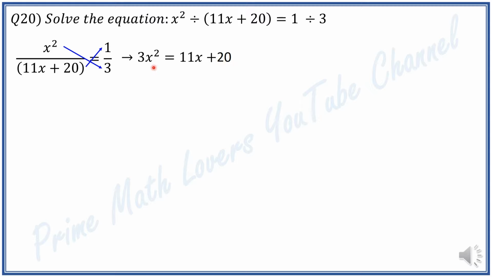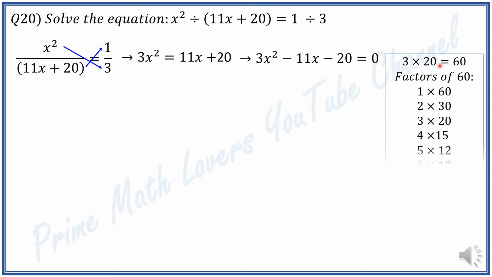I take these two terms to the left hand side, and the result will be 3x squared minus 11x minus 20 is equal to 0, which is the form of a quadratic equation. We try to solve this quadratic equation by factoring. For doing this, we multiply the coefficient of x squared, which is 3, in the constant term, which is 20. So 3 times 20 is equal to 60.